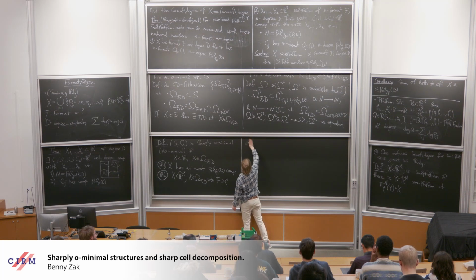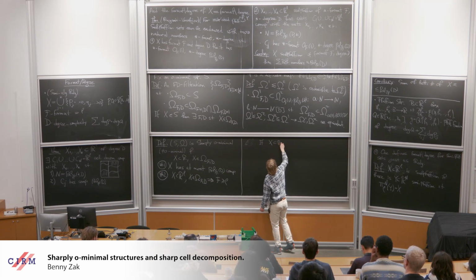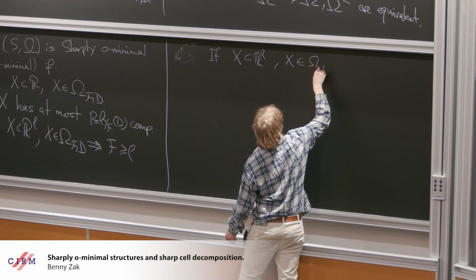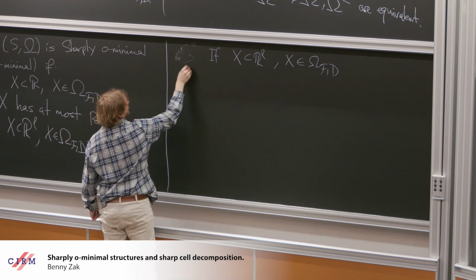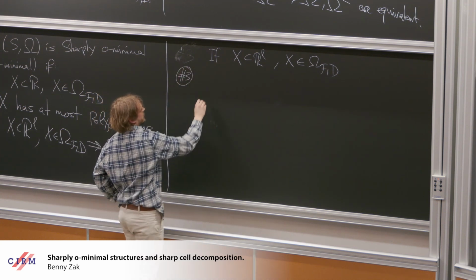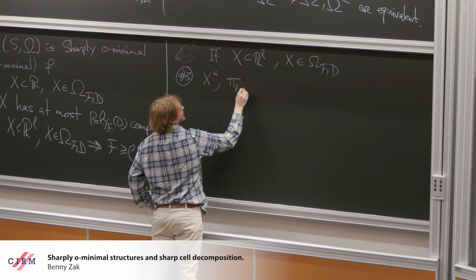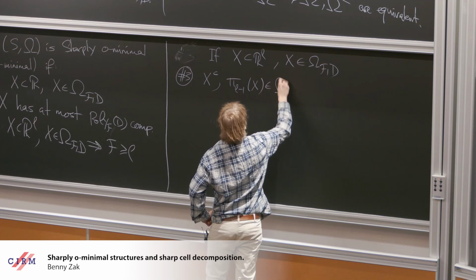Okay, now if X is in R^l and X is in Omega_{f,d}, now we consider in the third axiom the unary operations. So the complement and the projection to R^{l-1} of X are in Omega_{f,d} also.